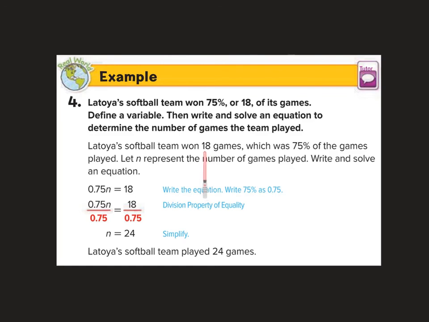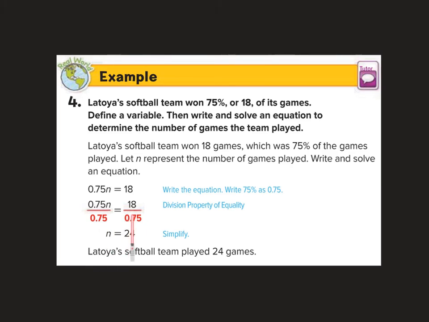So we know that they won 18 games, and that was 75% of the games played. So we're going to put a variable in, n, and try to figure out how many games were played total. So you can think of it as we're trying to find 75% of an unknown number of games. And to do that, we set up the equation 0.75n is equal to 18. And then we just go through our same solution process. We're dividing by the coefficient of n, which is 0.75.